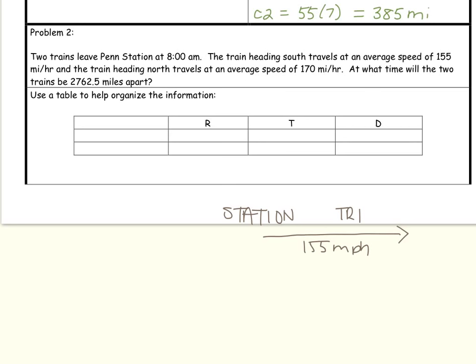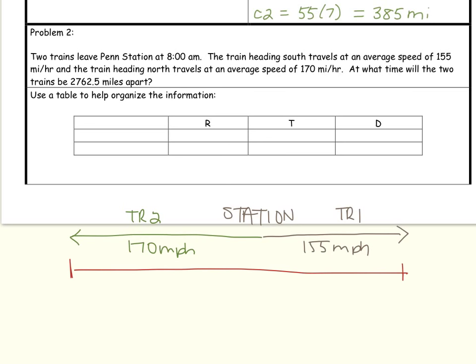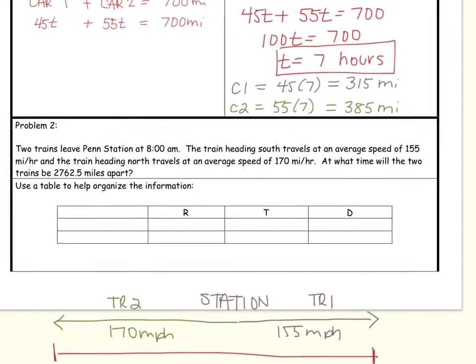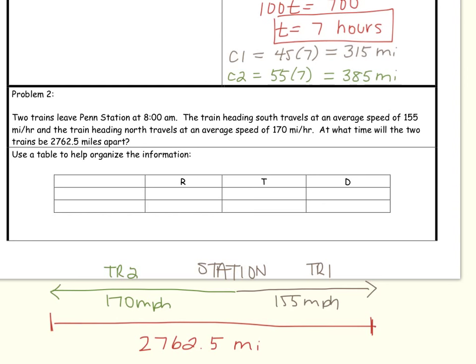Train 2 is traveling in the opposite direction, and train 2 is traveling at 170 miles per hour. The question is asking, when will the distance between the two trains be 2,762.5 miles? So how long is it going to take those trains to be 2,762.5 miles apart? So we're going to do the same thing we did with the other equation. We are going to set it up in a table as well.